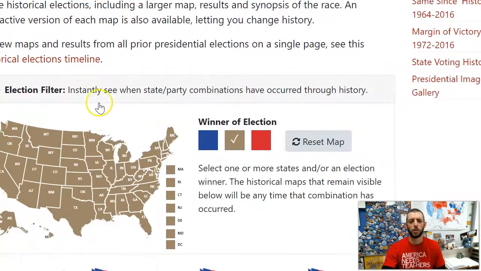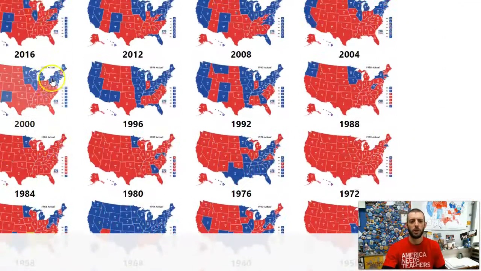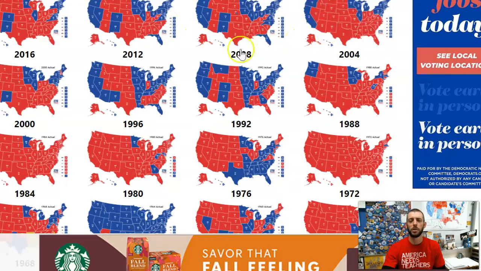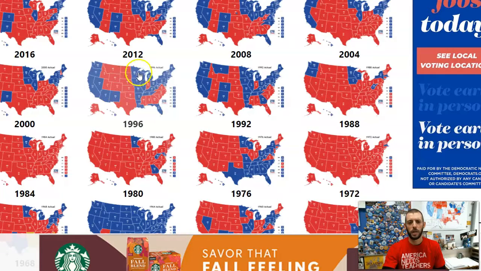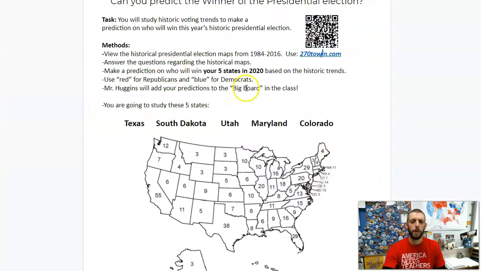Okay, these are the historical presidential elections, and you can see all of the past elections. If you click on those, it'll enlarge the map, and you can find out a little bit better who won each of those states. You're going to answer the questions regarding the historical maps down below, and you're going to make a prediction on who will win your 5 states in 2020 based on historic trends. You're going to use red for Republicans, as you can see here, and blue for Democrats, as you can see on the map. And then I'm going to add your predictions to the big board in class.